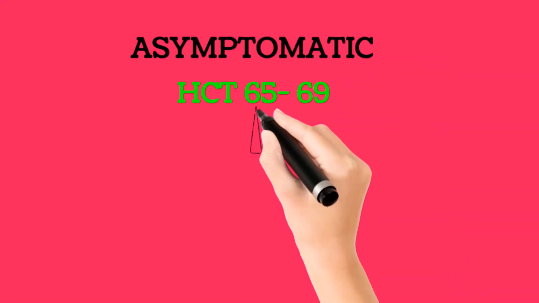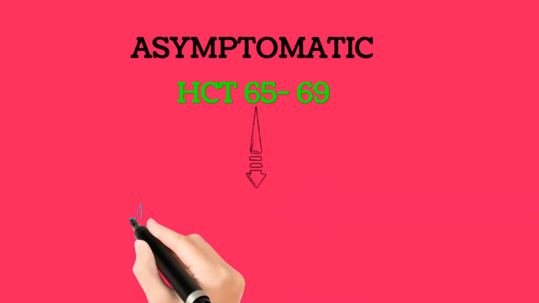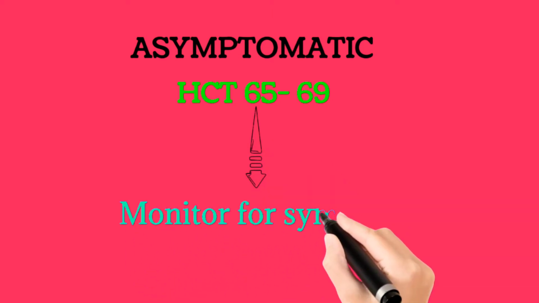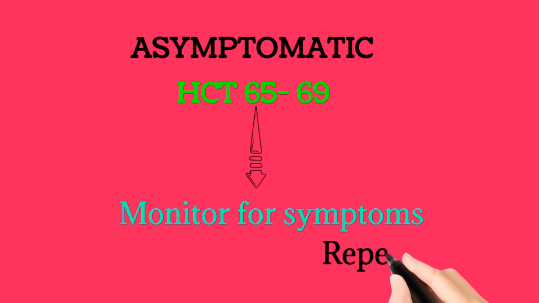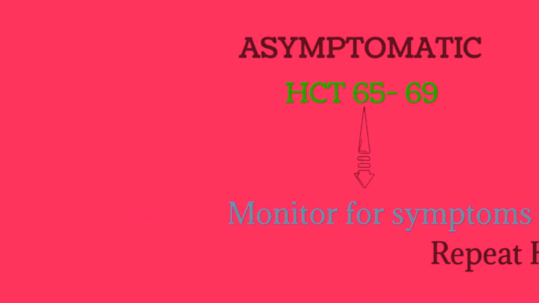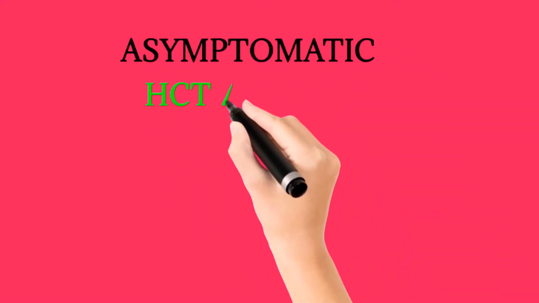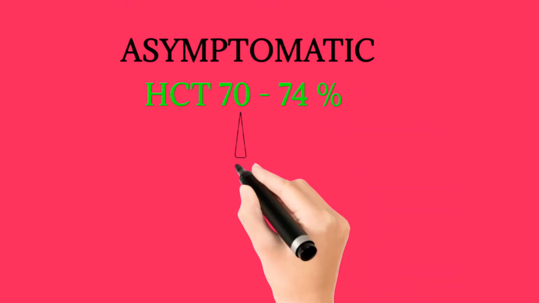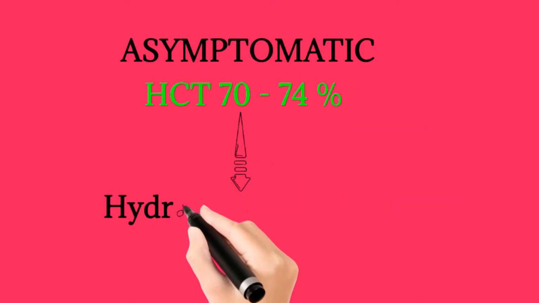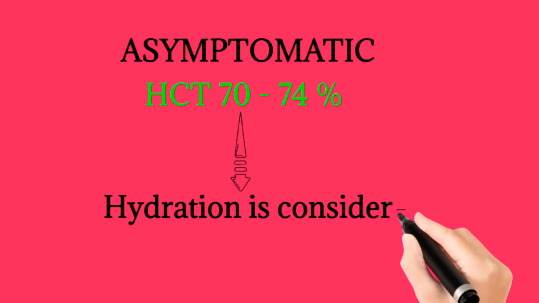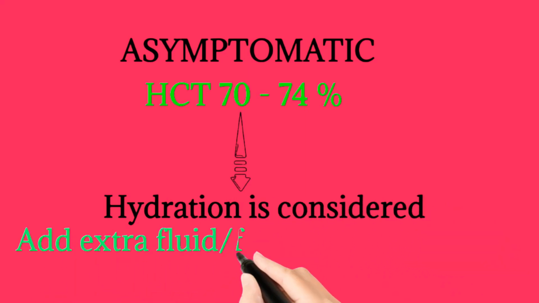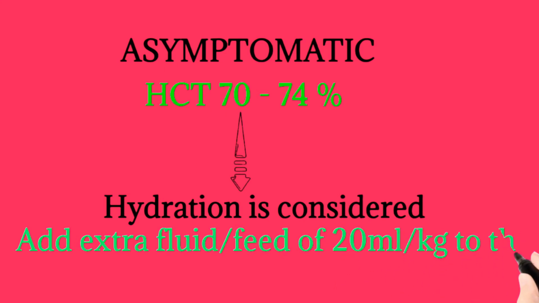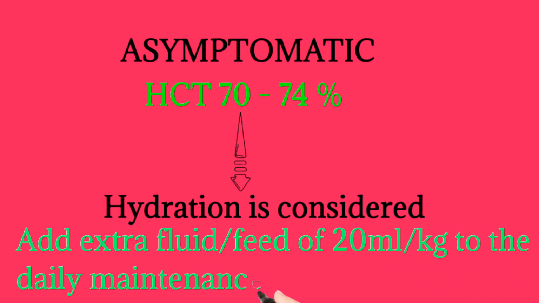In the first case, the child is asymptomatic with hematocrit 65 to 69. In this condition you have to monitor for symptoms and repeat the hematocrit. In the next scenario, the baby is asymptomatic and hematocrit is 70 to 74%. In that condition you have to consider hydration and increase extra fluid or feed volume of 20 ml per kg to the daily maintenance fluid of the baby.